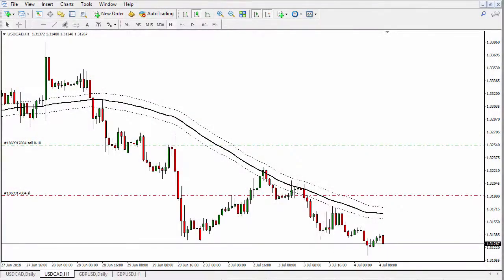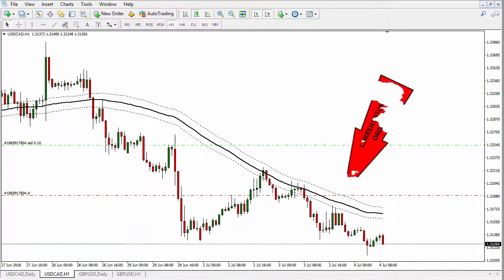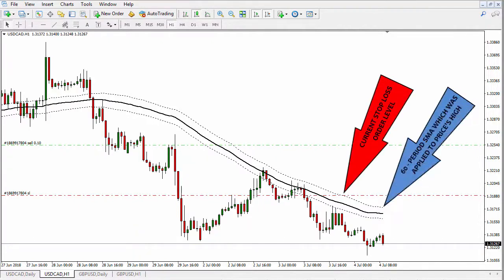Well, so I'm back to manage this counter-trend trading position on the USD CAD. And it looks like price has decided to give me another great opportunity to lock in some more profits from this short trade, since its current stop-loss order is lagging behind the 60-period simple moving average, which was applied to prices high on this currency pair's 1-hour chart with a considerable amount of pips at the moment.